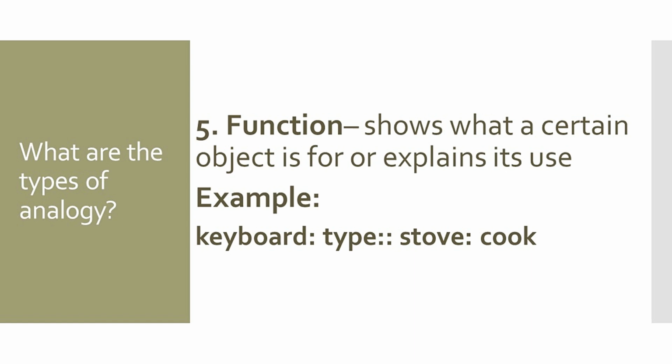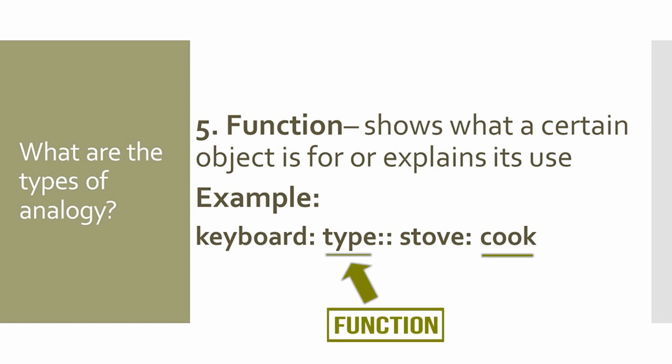For the fifth one, we have function, which shows what a certain object is for or explains its use. For example, we have a keyboard is to type, as stove is to cook. As you can see, type and cook, they are considered as functions. A keyboard is used for typing, while a stove, well, you use it for cooking.